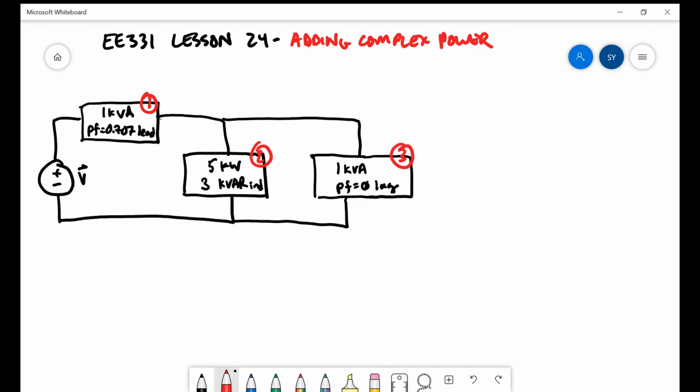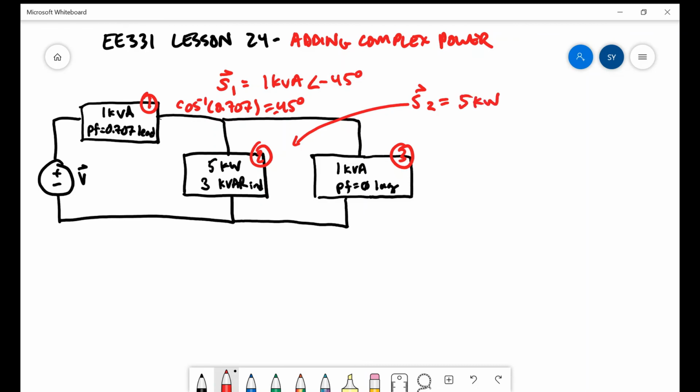So for example, S1 here, we know it's 1 kVA at a power factor of 0.707. Inverse cosine of 0.707 tells me that is 45 degrees, and the fact that it's leading tells me it's a negative 45 degrees. So I say that S1 is 1 kVA, angle minus 45 degrees. S2, I say that is 5 kilowatts, 3 kVAR inductive, that's a plus j 3 kVAR, and that's good to go. You have polar and rectangular formats, both are good to go. You can add them in your calculator.